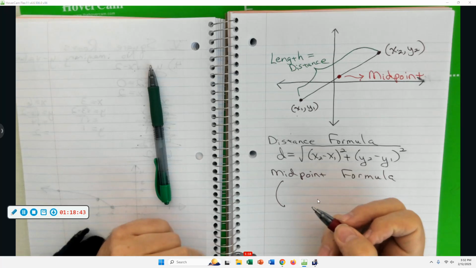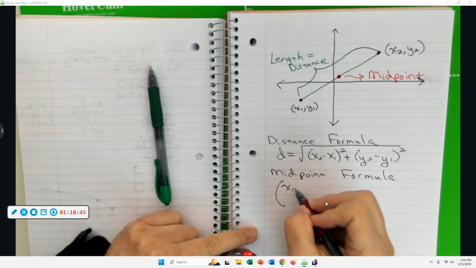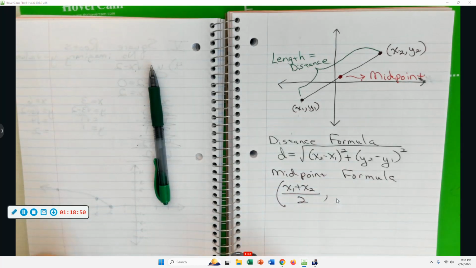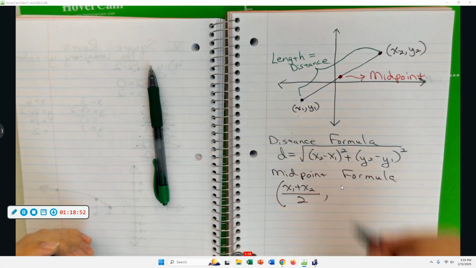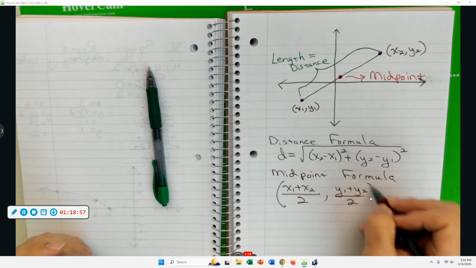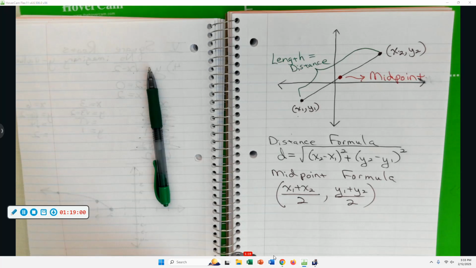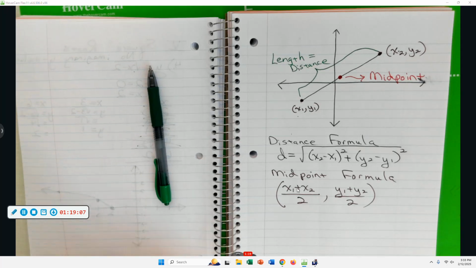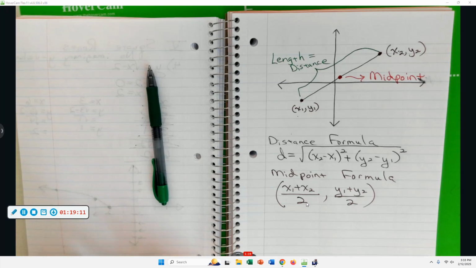Well, to average two numbers, you add them together. So you're adding the x coordinates, dividing by 2. And then you average the y coordinates. You add y1 plus y2 and divide that by 2. And see how you're adding the two x's and dividing by 2. Isn't that how you would average two numbers? And you average the two y's. You add them up, divide by 2.